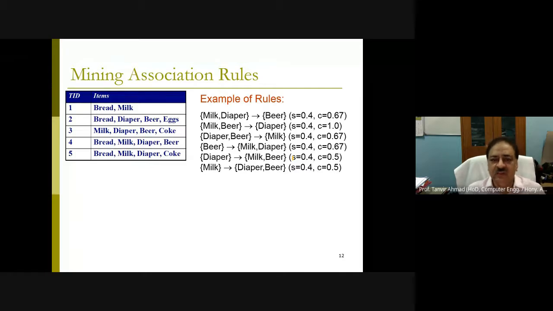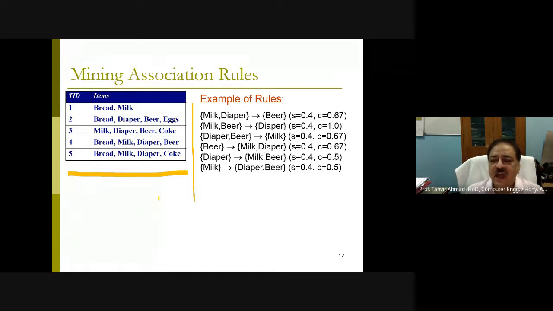Now let us see what we have done. These are the transactions, and we are finding some of the rules, not all, and calculating the support and the confidence of all these rules. When I do this, I get the support of 0.4 and the confidence will be either 0.5 or 0.67 or 1.